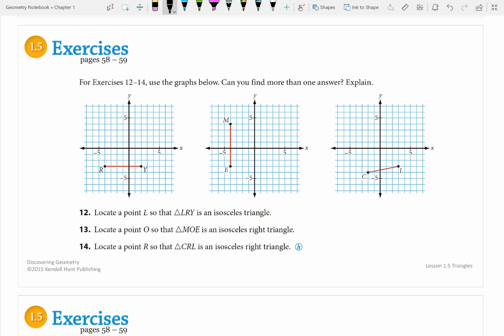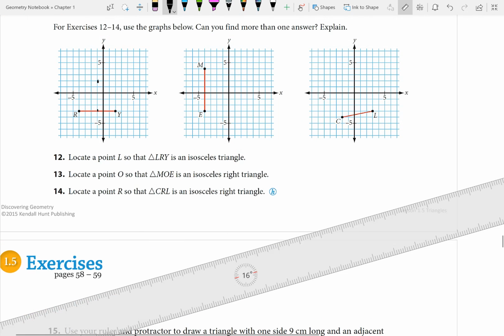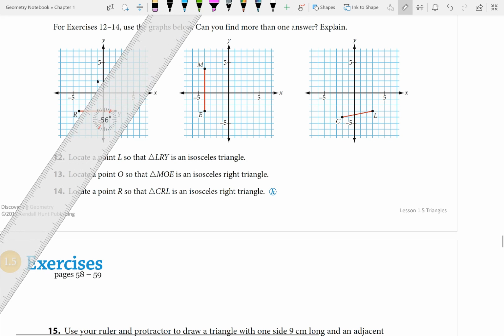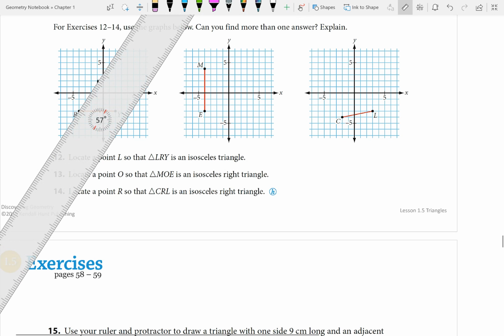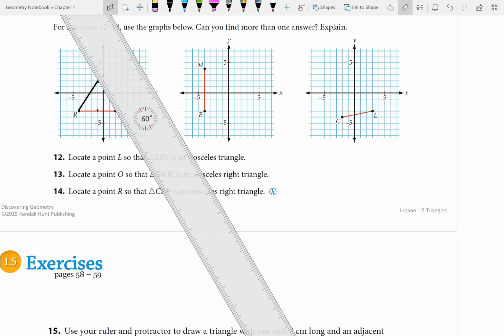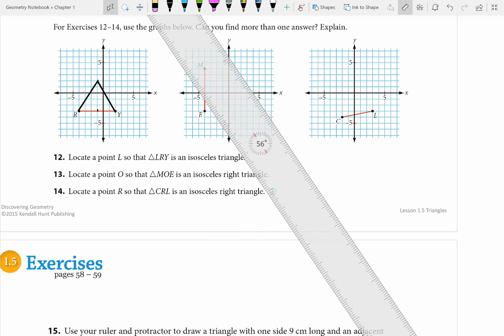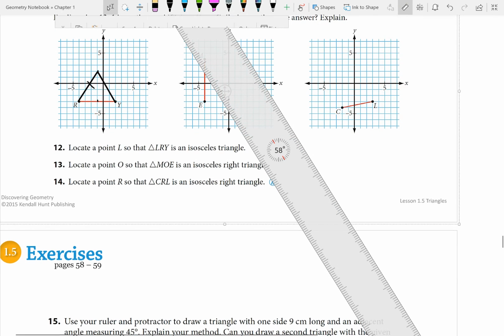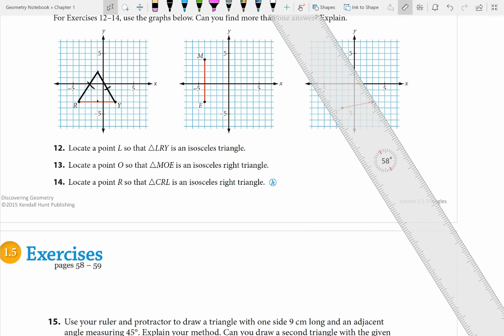Okay. So we have 1, 2, 3, 4, 5, 6. So right in the middle would be 3. And if I go straight up here, then I'll actually end up having a nice little triangle here. There you go. That'll be it. So there is an isosceles triangle in 12.